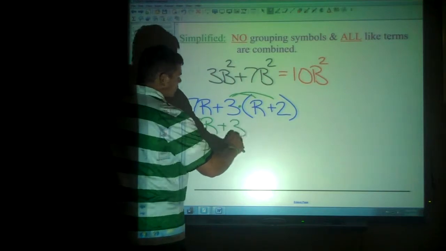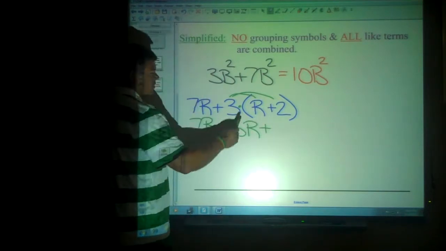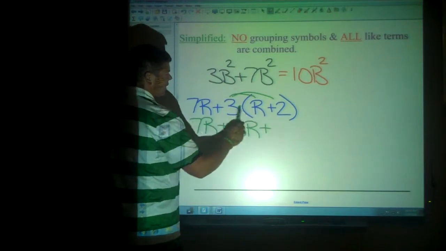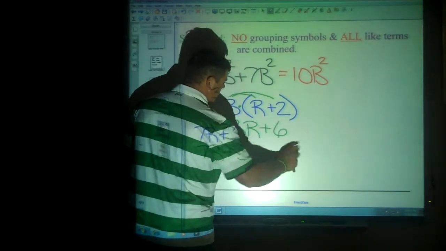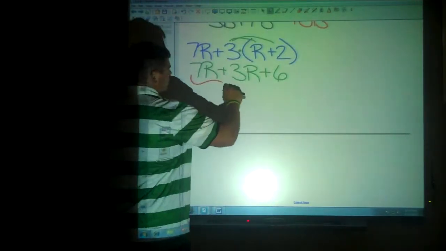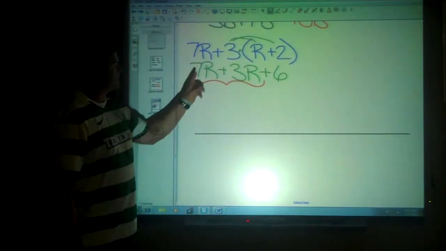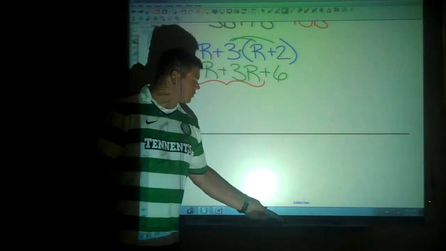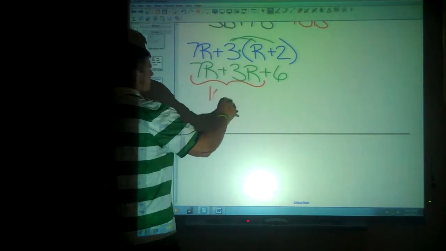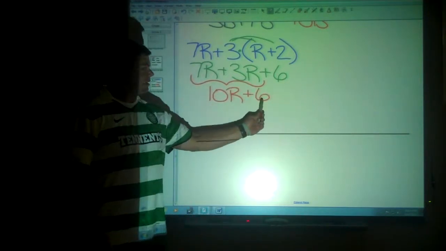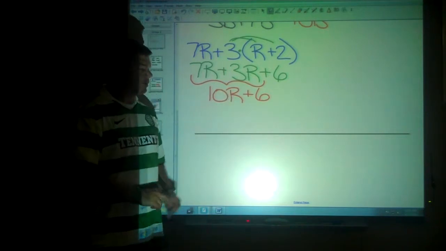7r plus 3r plus, biggest mistake, people forget to multiply over here as well. They just do the front one. You've got to do them both. So 3 times 2 is 6. Now that you've done that, these two are like parts. They have the exact same variable raised to the same power. 7r's plus 3r's makes a grand total of 10r's plus 6. That's it. There are no grouping symbols and no like parts.